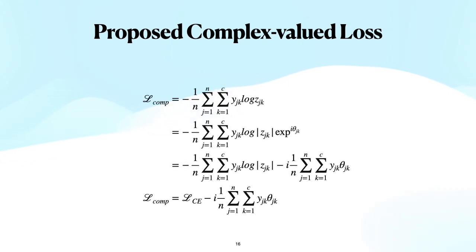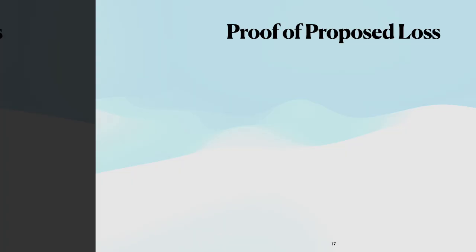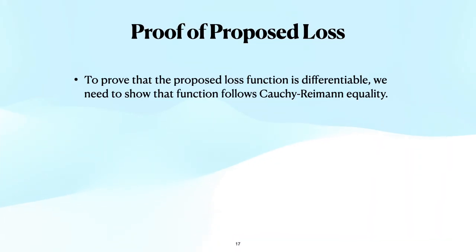But when we expand z into its magnitude and phase, we obtain a modified version of the loss function. Here, the real component of the loss caters to magnitude, which represents predicted probabilities of classes, and the imaginary component caters to the phase of the output. We also need to ensure that the complex valued loss is indeed differentiable for backpropagation.